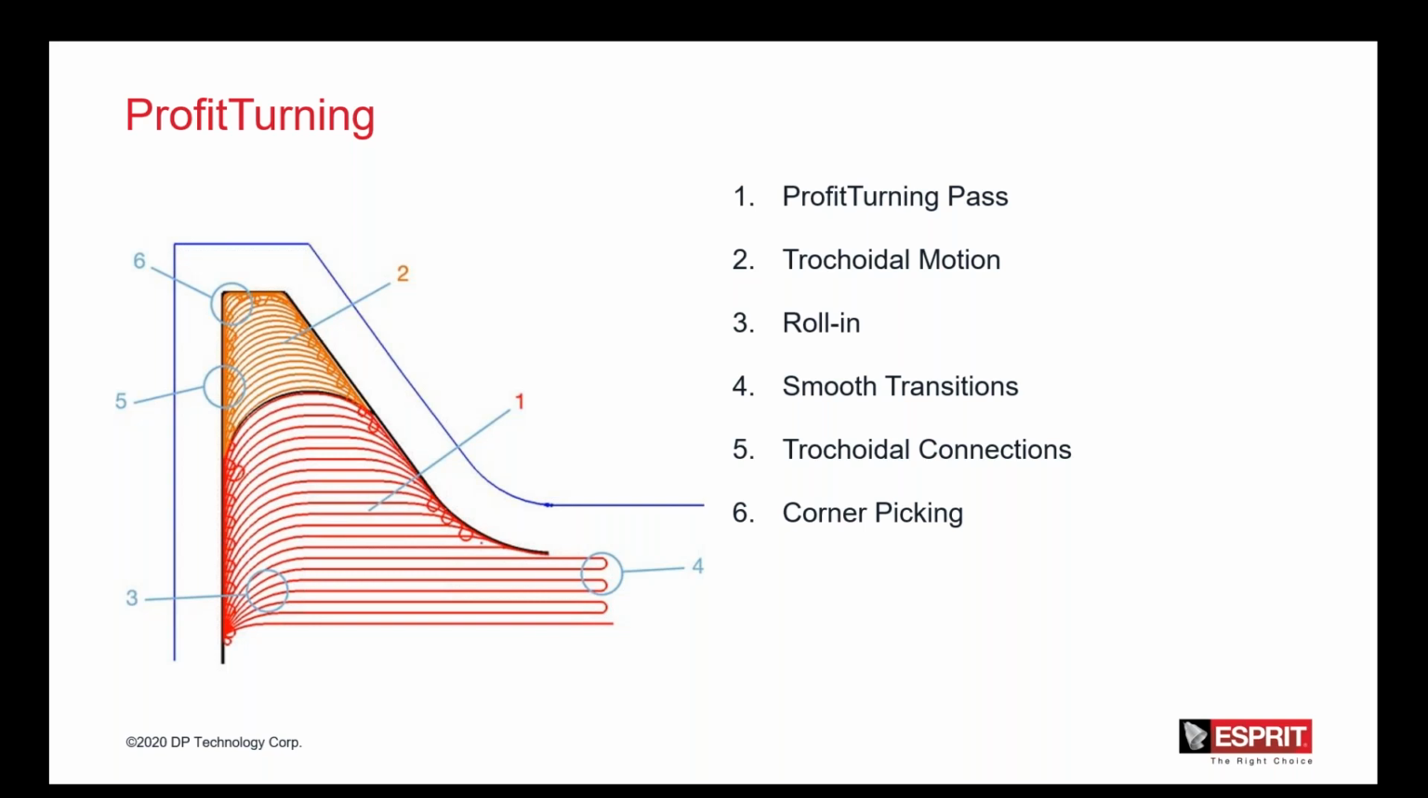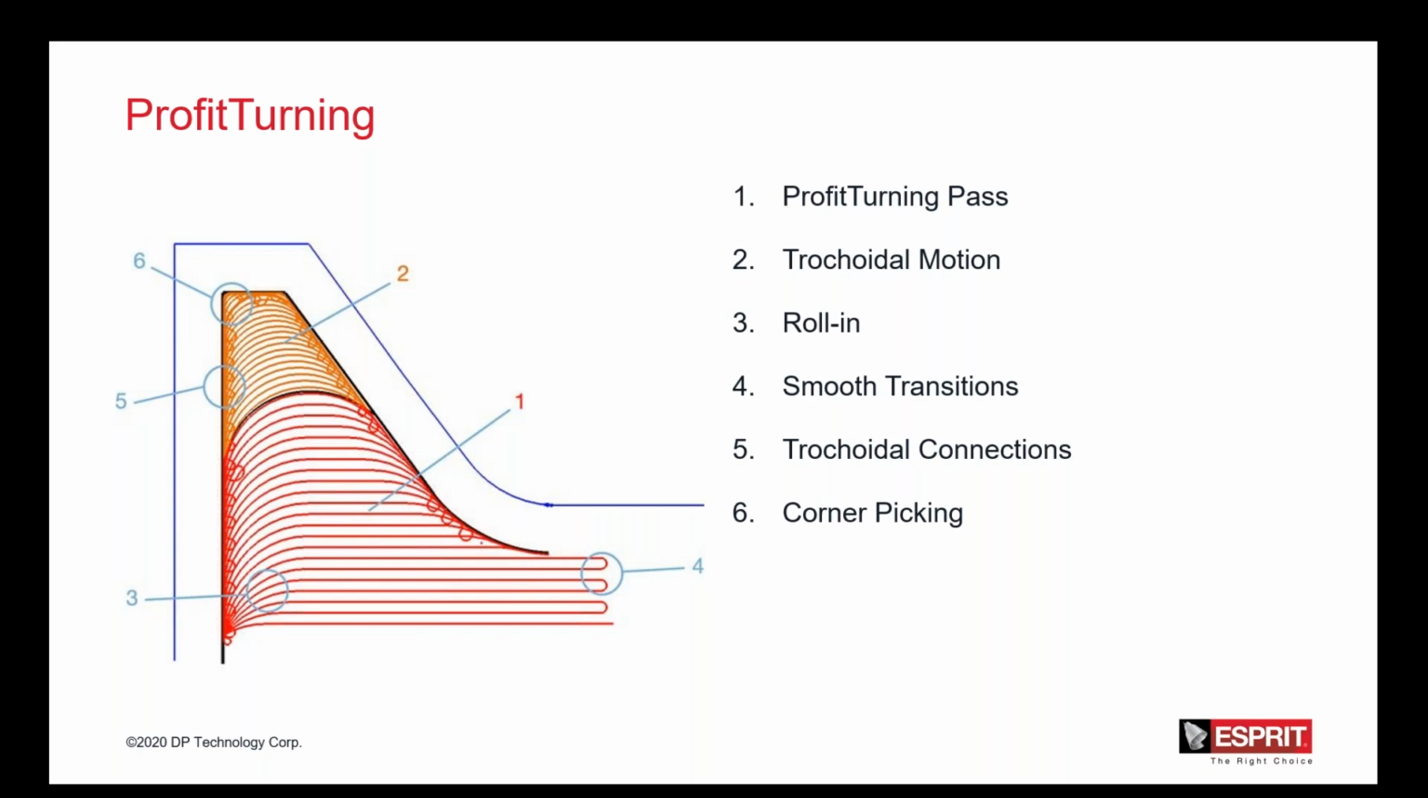Five is a trochoidal connection, and this is just how it moves in between the passes when it's using that trochoidal toolpath. Again, this is all controllable. The size of those trochoidal connections is controllable from within the actual operation. And lastly, the sixth area is our corner picking.